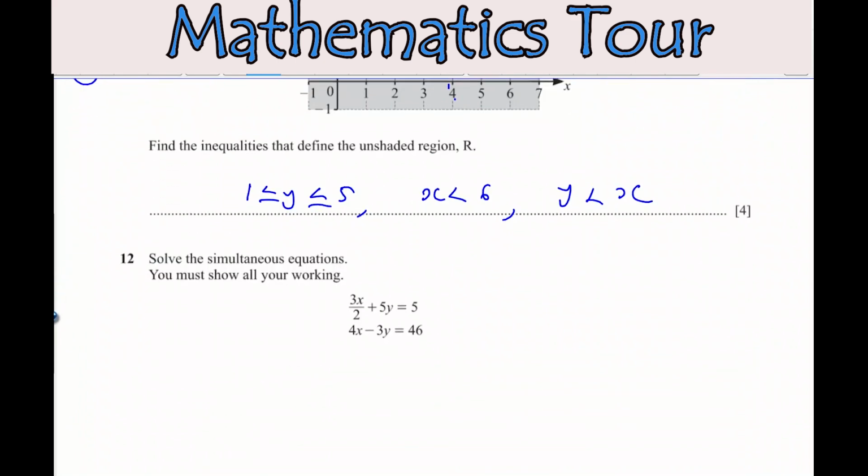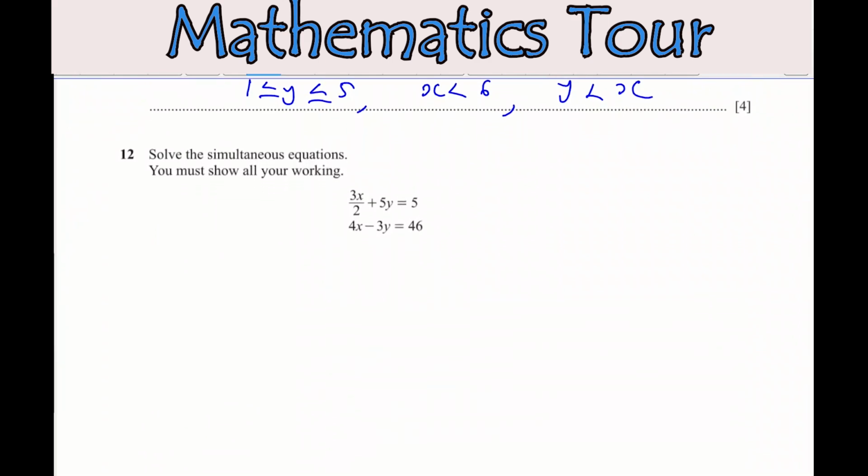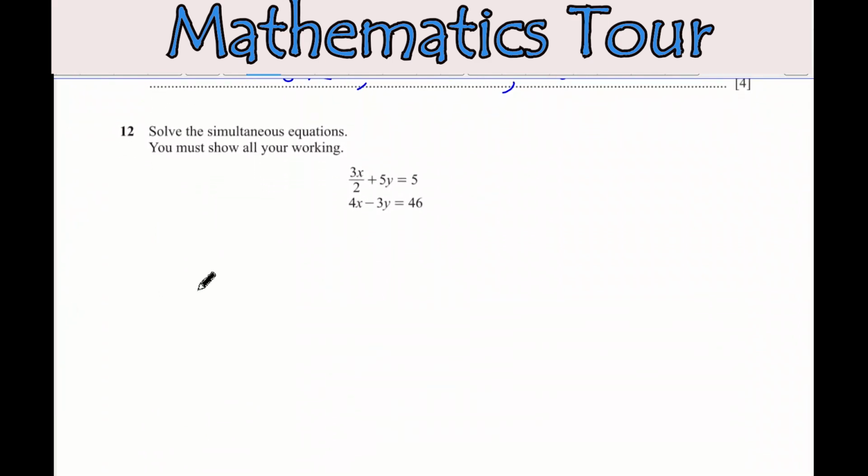Okay, question 12, solve the simultaneous equations. You must show how you're working. So if this is equation 1, let's write this by multiplying each of the terms by 2, that is 2 times this, 2 times 5y, 2 times 5, so linearize it. So that will be 3x plus 2 times 5y, 10y equals 10. So I can call this equation 1 now.